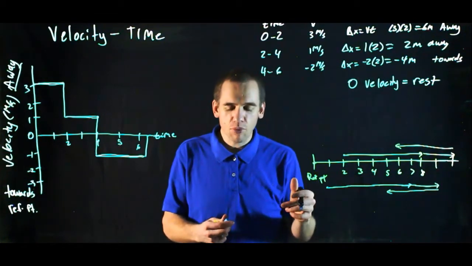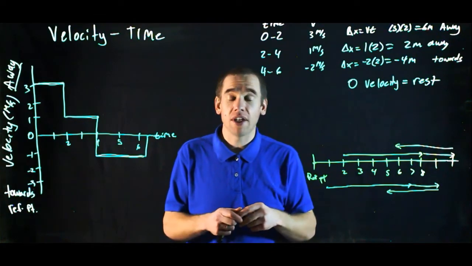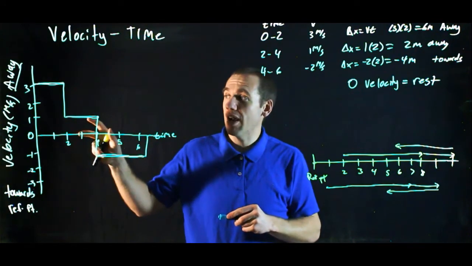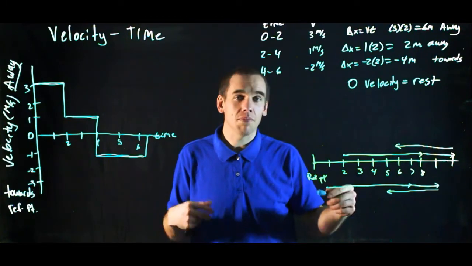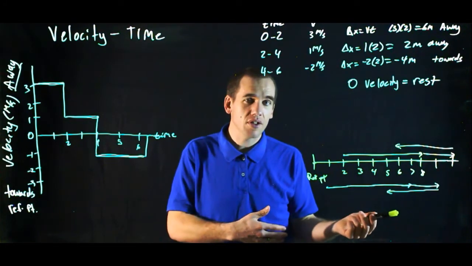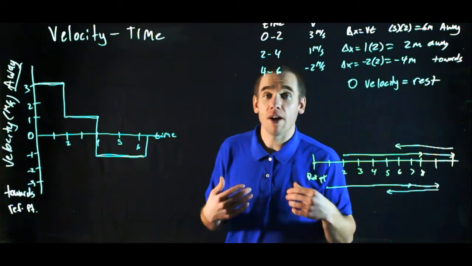So a position time graph tells me where an object is, and from that, I can derive its velocity. But a velocity time graph shows me how fast and what direction an object is moving. From that, I can get its displacement, but I cannot get its position because I don't know where it started. If I know where it starts, then I can figure out where it's going to be. But since I don't know where it started, I don't know where it's at, just how far it's moved.